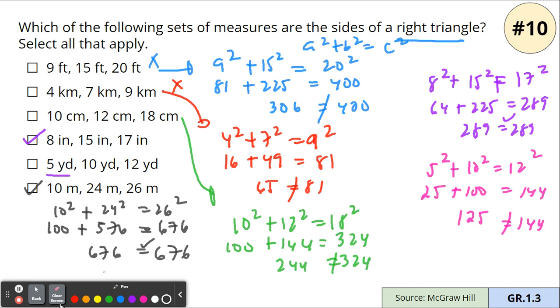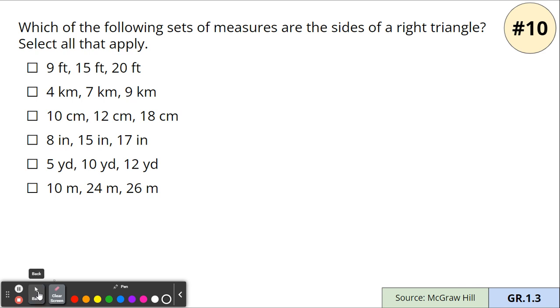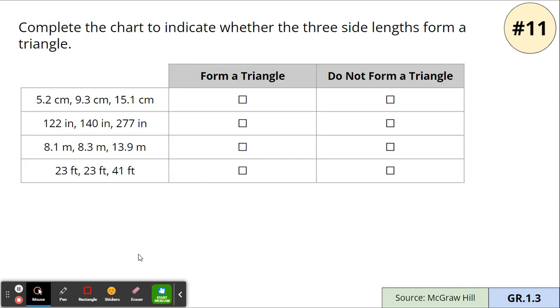Okay, moving on to question number 11. So you just have to be patient. Complete the chart that indicates whether the three sides form a triangle or not. Remember for this one, the sum of the two sides must be greater than the third side. As you can see here, when we add 5.2 and 9.3, that is simply equal to 14.5, and that is less than 15.1. So this one doesn't form a triangle.